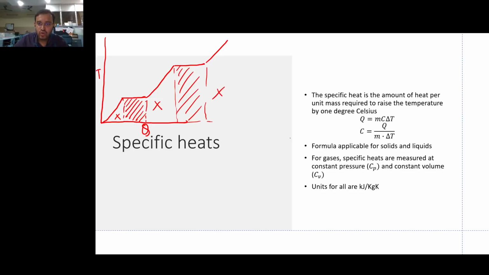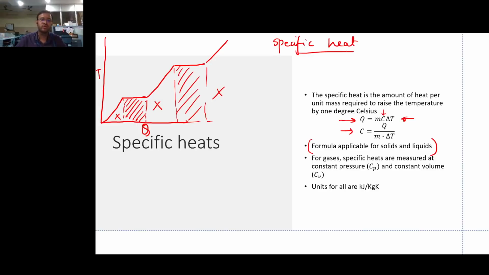So you have this equation Q equals mc dT, where C is your specific heat capacity. If you just rearrange, you will find that C is equal to Q divided by M into delta T. This formula, however, is applicable to liquids and solids. So you have something called a specific heat which you get once you do this operation.